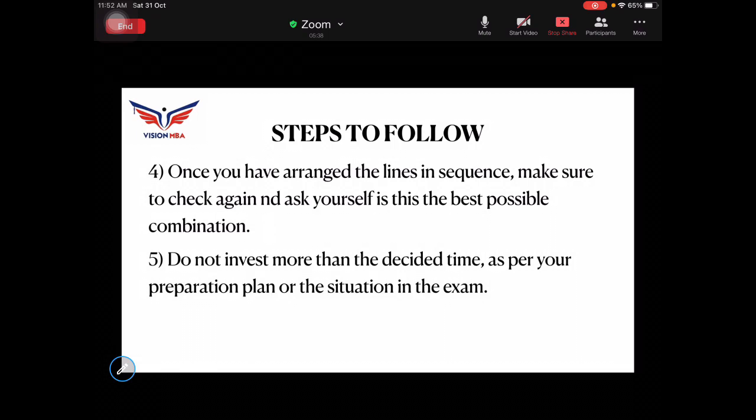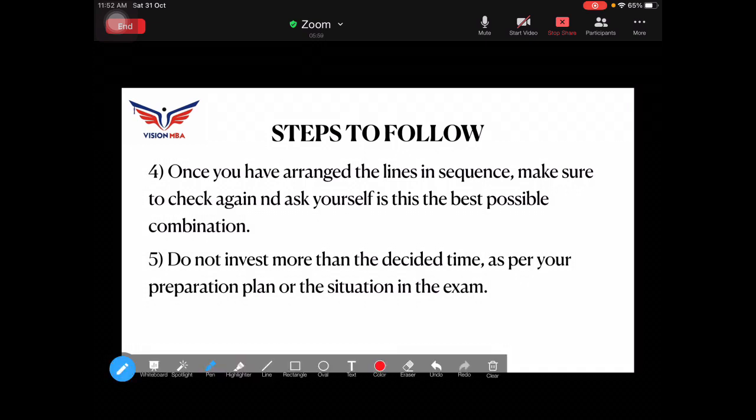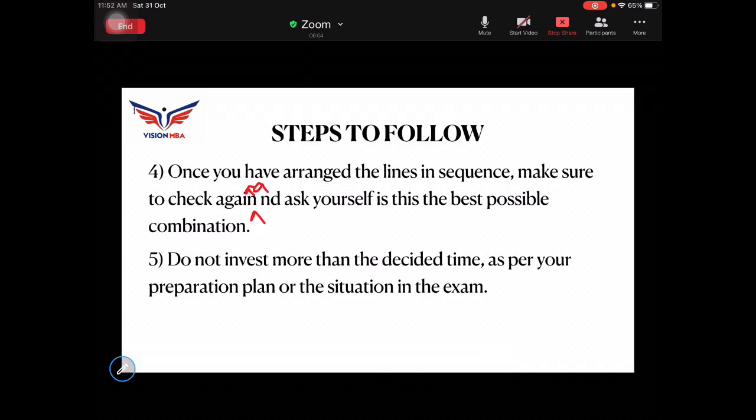So what I mean is, you have arranged the lines into a sequence by using your way. Of course, you are solving parajumble, so you know what I'm talking about. Whatever way you have adopted, once you have got some sequence, now we all can align lines into some sequence, whether it's right or wrong. Once you have done that, make sure to check again. Make sure to check again. What I mean by this is, ask yourself, is this the best possible combination? I mean to say, ask yourself whether this is the right answer, or is there any better way to get them into a sequence.